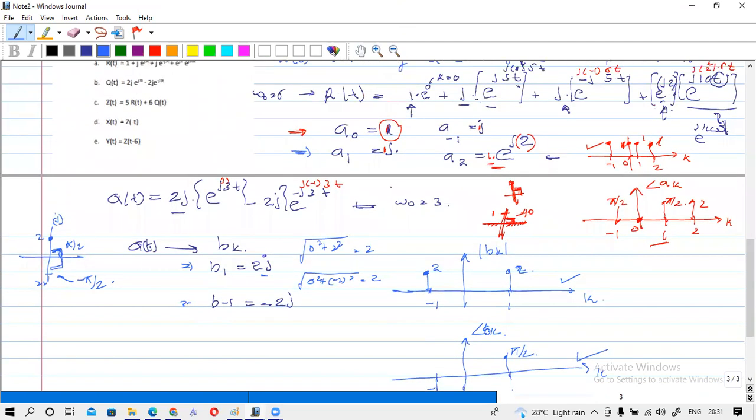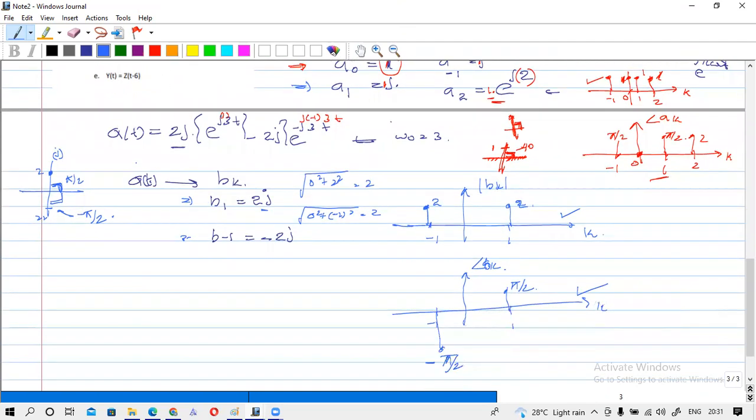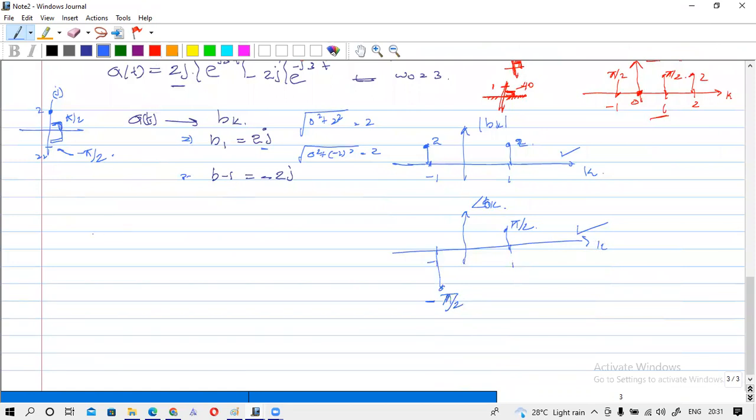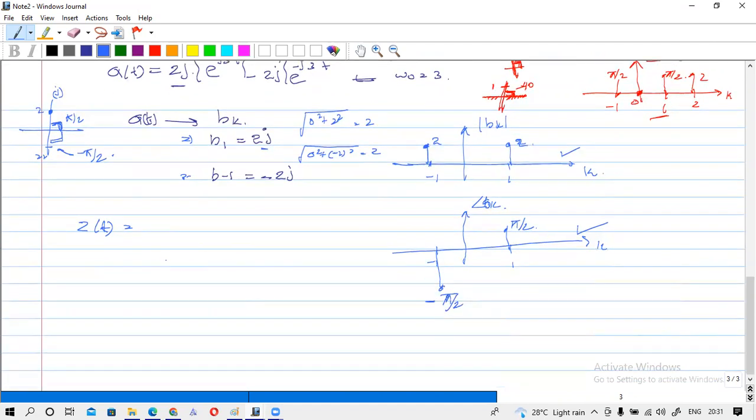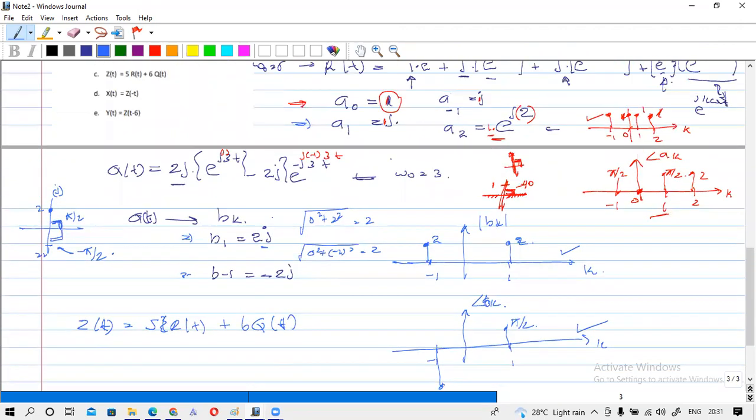Now we are given another signal, that is z(t). z(t) is constructed using these two signals, weighted and summed. So z(t) is 5r(t) plus 6q(t). You are asked to find the Fourier coefficients of this signal.